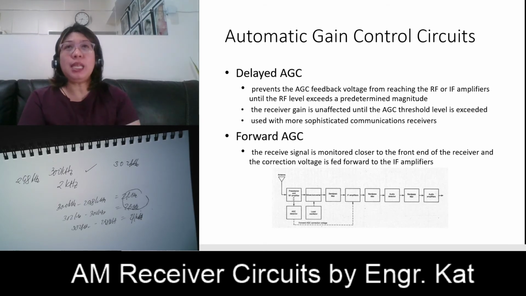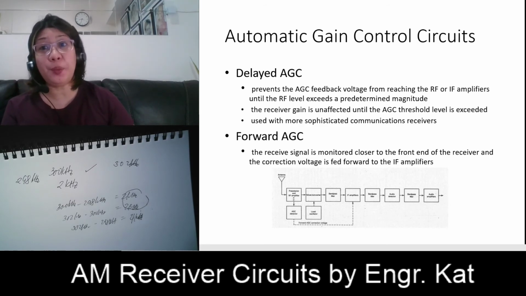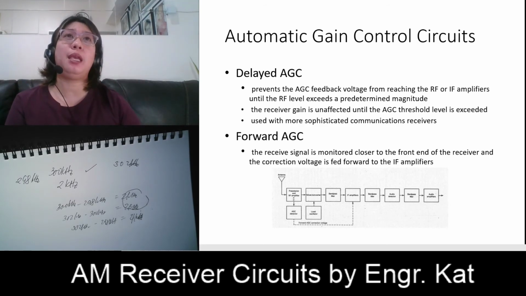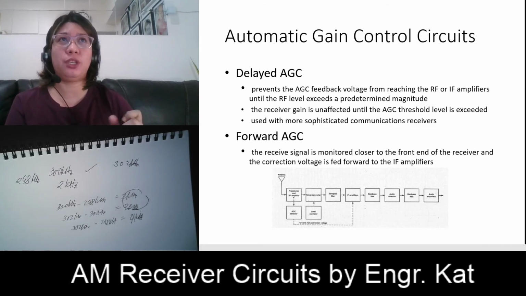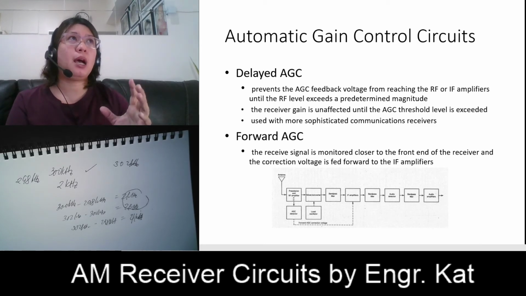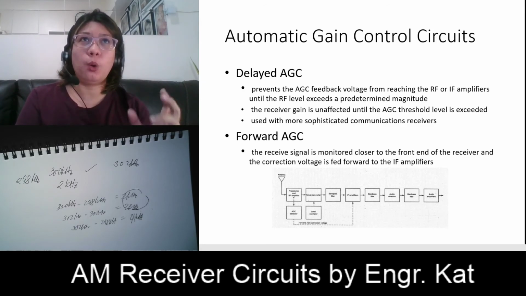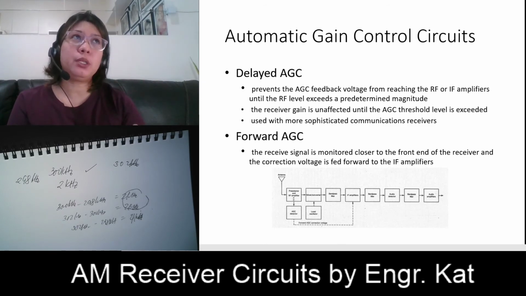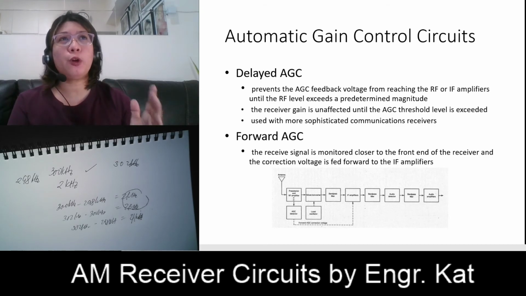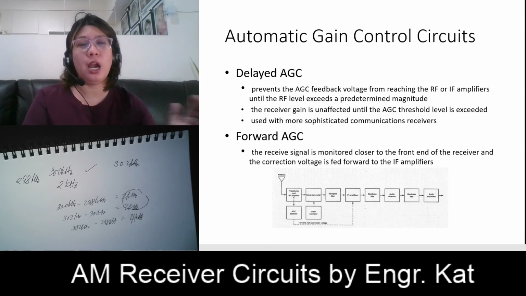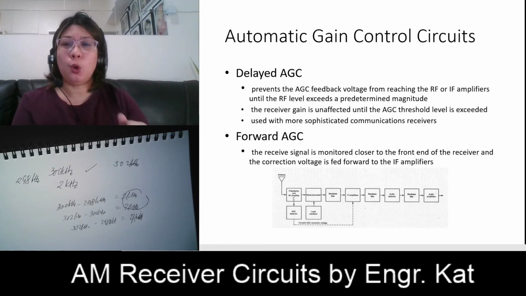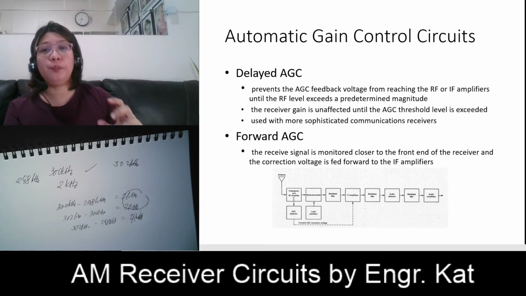But still, the simple and delayed AGC have a problem, because they are both forms of post AGC. That means they are detecting the problem when the problem has already occurred, and they are positioned at the audio stage. So what if the problem is not detected? Then there is already a problem in our audio stage. So to compensate for that, we have what we call forward AGC.